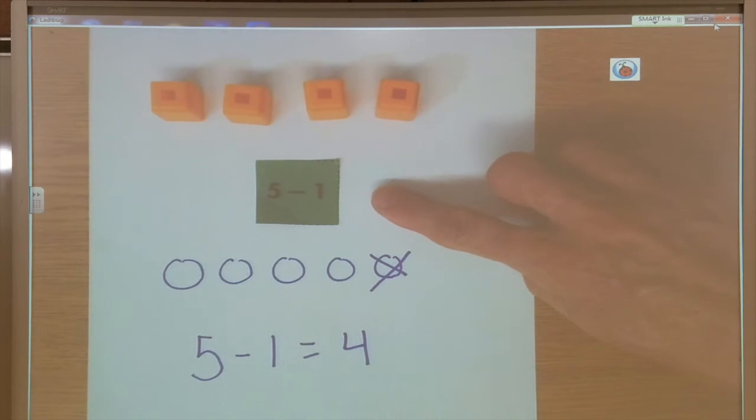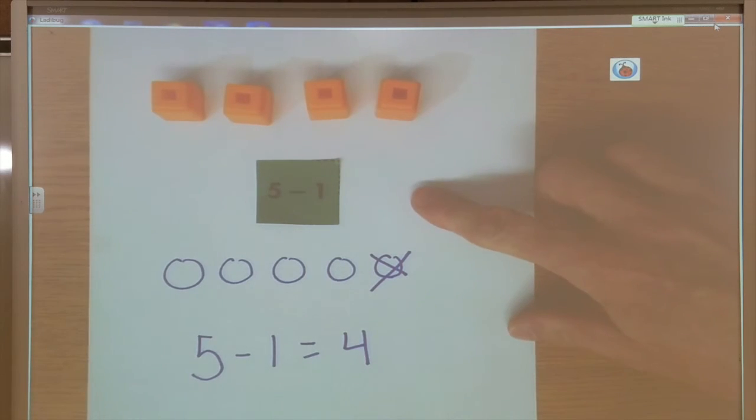We have that idea that subtraction in kindergarten is about removal. They're all removal situations at this grade. In subsequent grades, subtraction has other more challenging meanings, but in this situation, it's about removal.